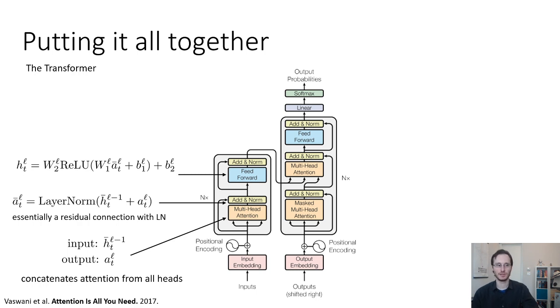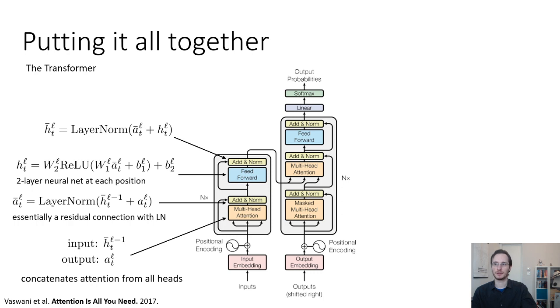Then you have a position-wise nonlinear function. And the particular position-wise nonlinear function that they use consists of a linear layer, then a ReLU, then another linear layer. So they do W1 l times a bar t l plus b1 l. So that's the first linear layer. Then they apply a ReLU to that. And then they multiply it by W2 l and add another bias, b2 l. So it's linear, ReLU, linear. And that gives them h t l. And h t l you can think of as the pre-layer norm hidden state. So this is basically just a two-layer neural net at each position.